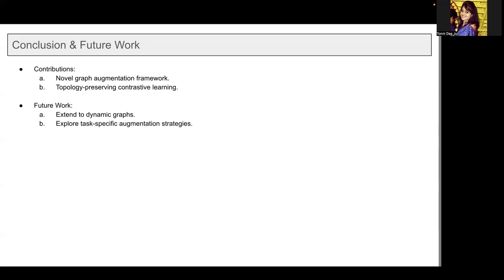To conclude, we propose a robust topology-preserving augmentation framework for graph contrastive learning. Our method is particularly effective in sparse or noisy settings and supports better generalization. As future directions, we plan to extend this approach to dynamic graphs and heterogeneous networks. We also aim to explore task-aware augmentation schemes and investigate deeper theoretical connections between graph topology and contrastive learning.